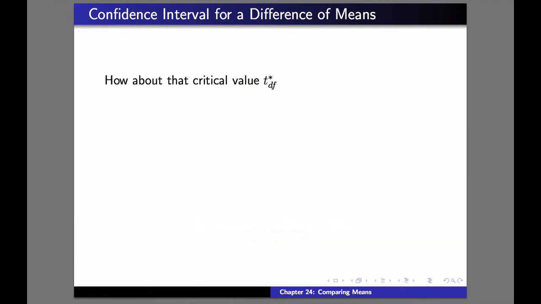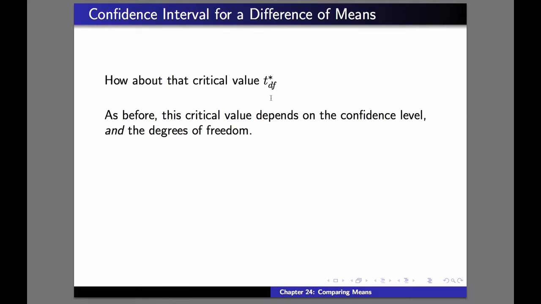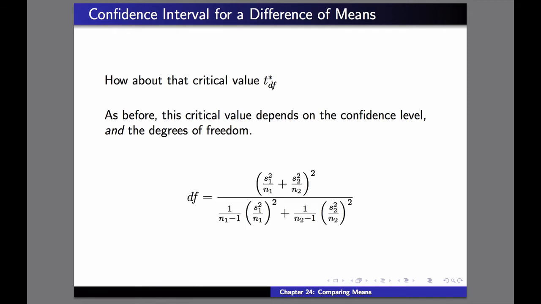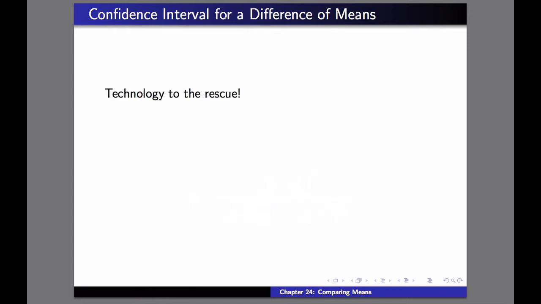So let's talk about the critical value there, t star. Okay? Really, we want to know the degrees of freedom. So just like before, it depends on the confidence level we're talking about. Do we want to be 90% confident or 98% confident? But it also depends on the degrees of freedom. And it turns out, when we're dealing with more than one sample, the degrees of freedom looks a little scary. Okay? Don't worry too much. Technology comes to our rescue once again.